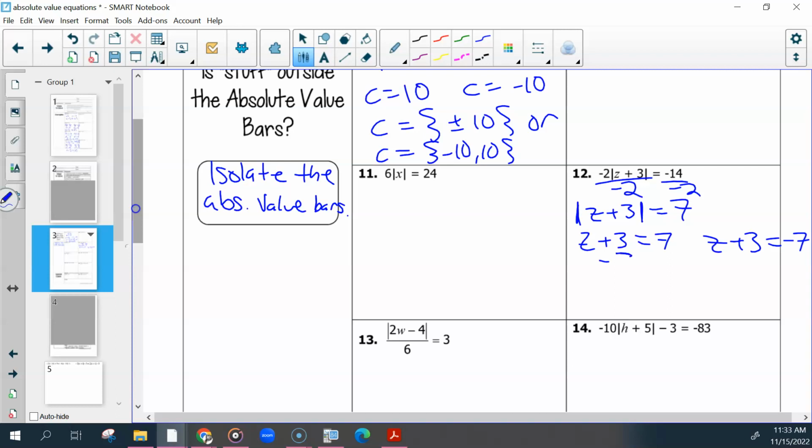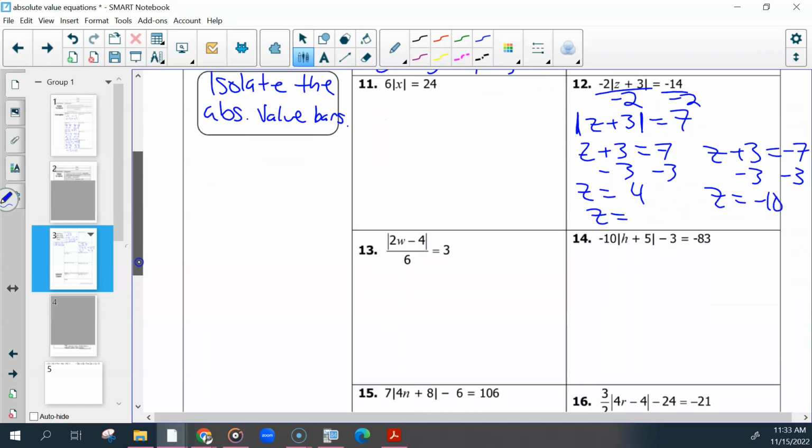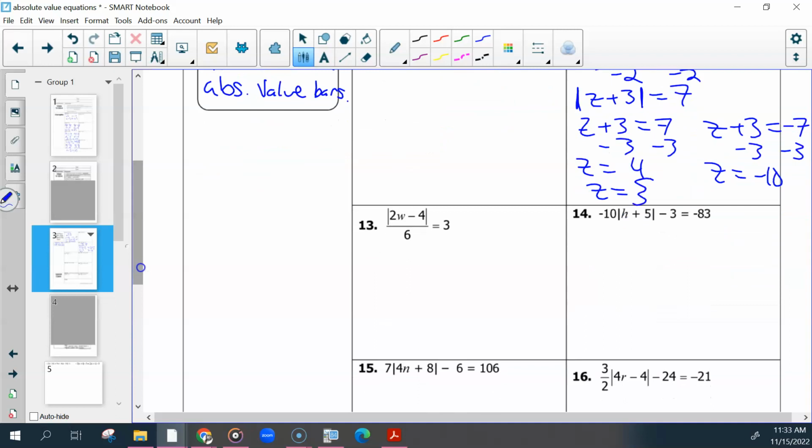And then subtract 3 to everything. So your solution set should be negative 10 and positive 4. Any questions on that one?